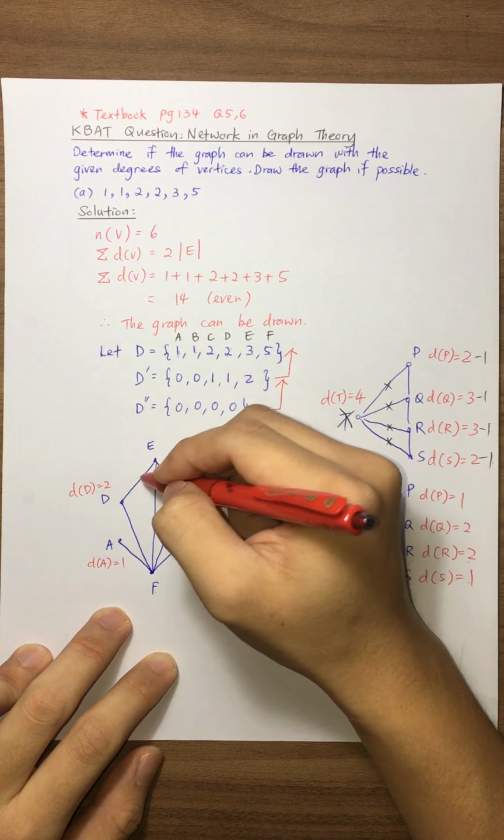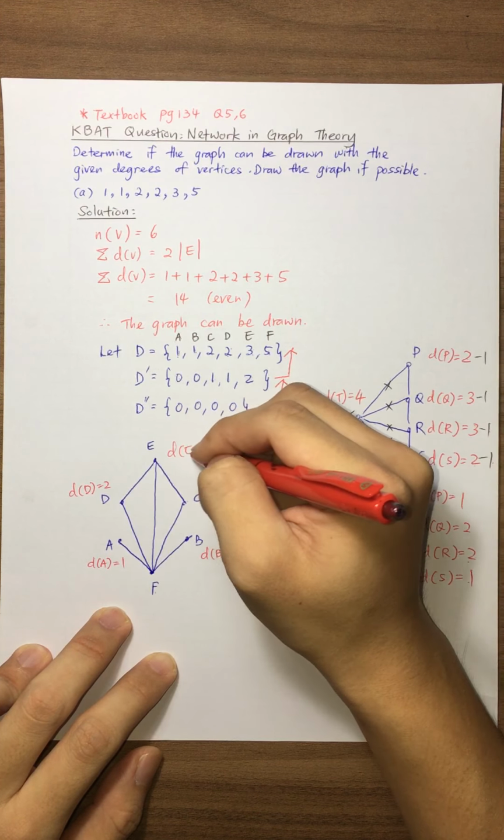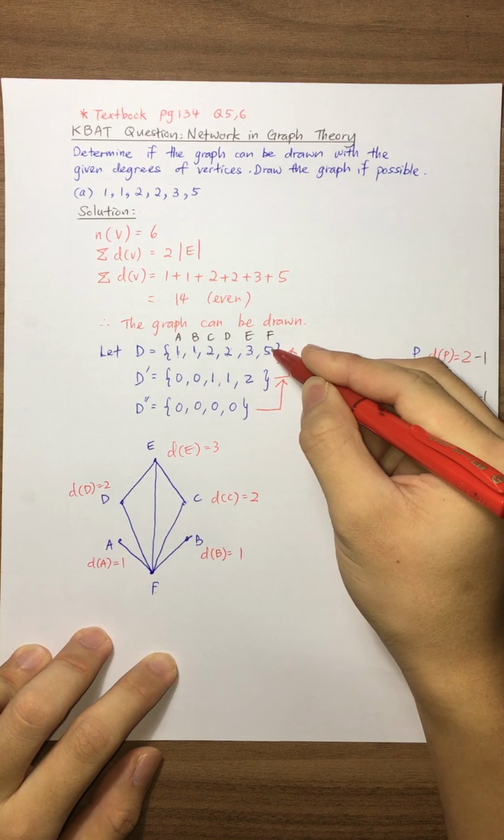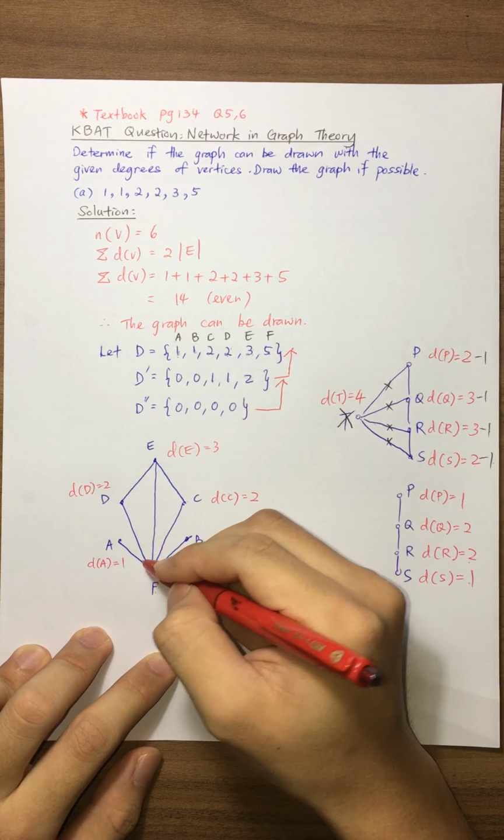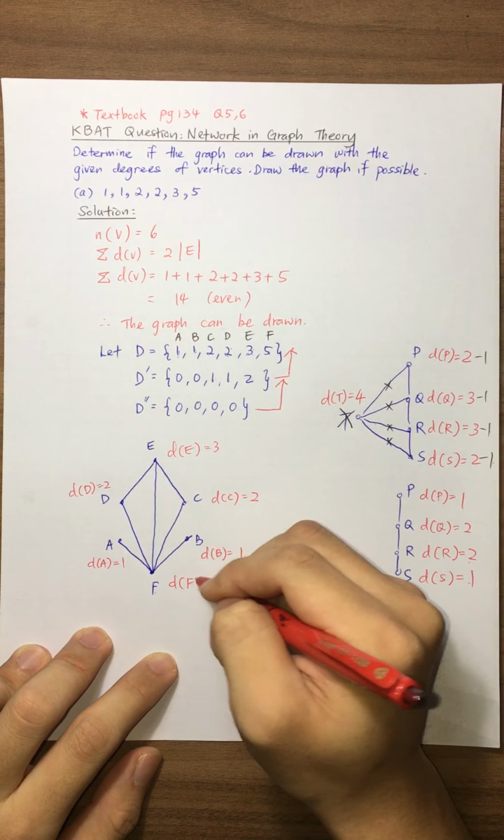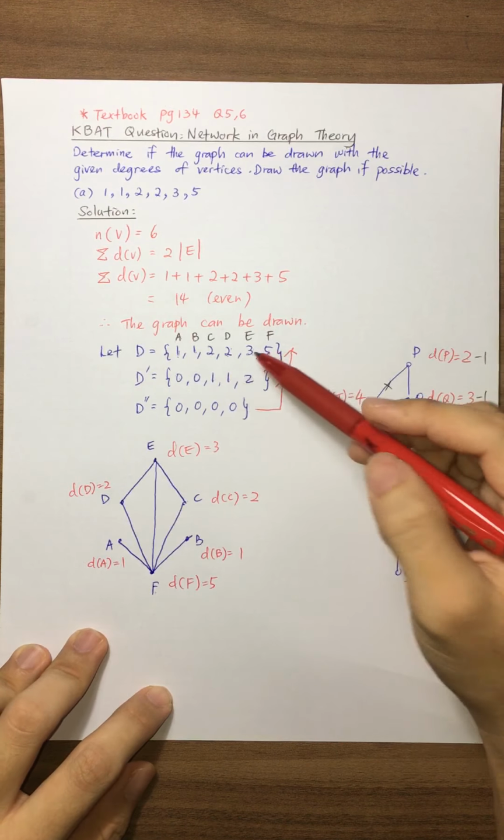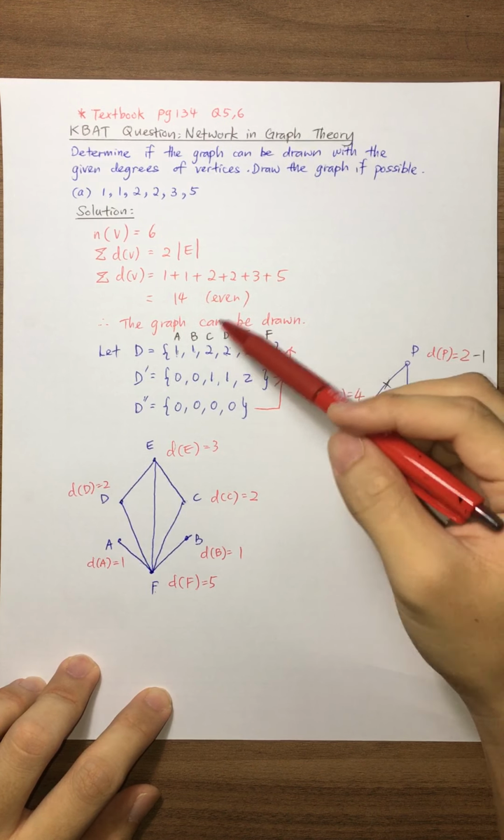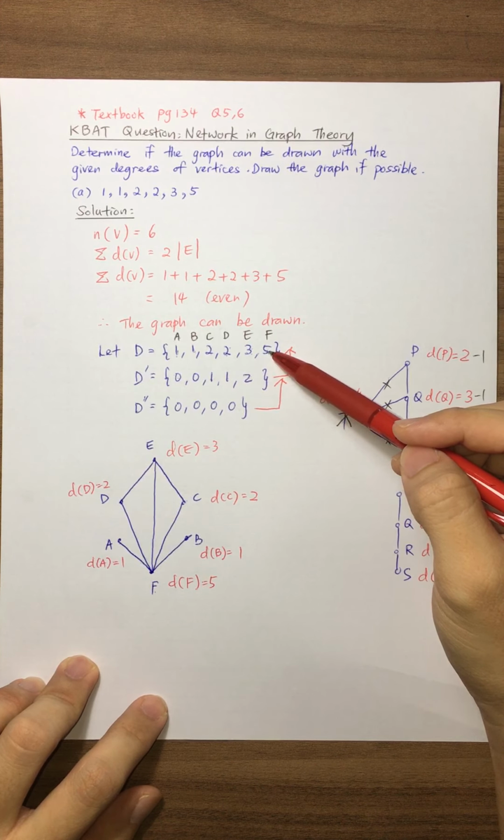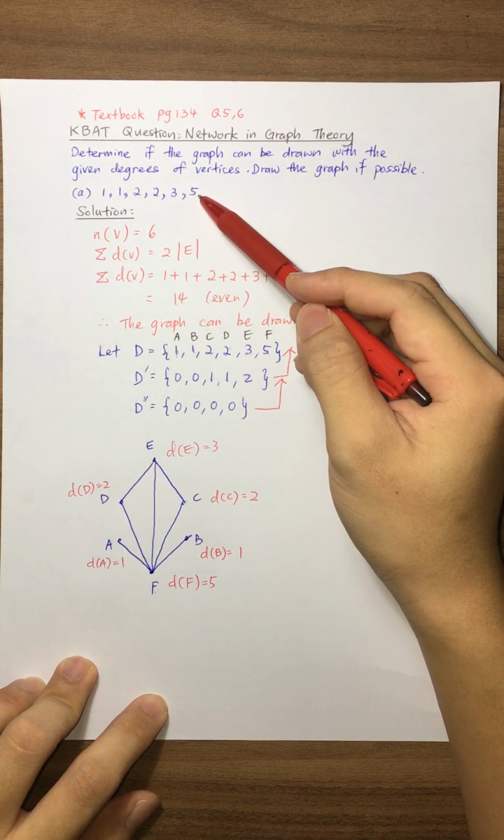Degree of E is 3. 1, 2, 3. Degree of F is 5. 1, 2, 3, 4, 5. So the graph has satisfied all the degrees of vertices from the question.